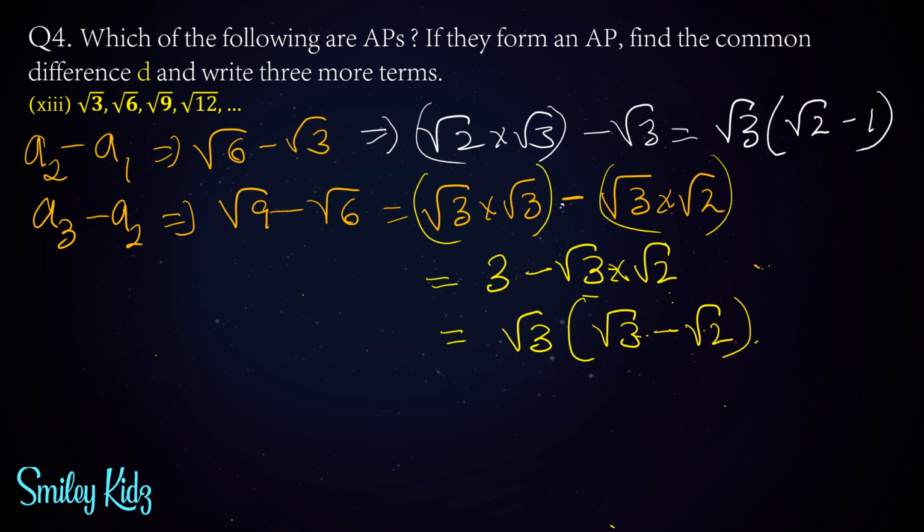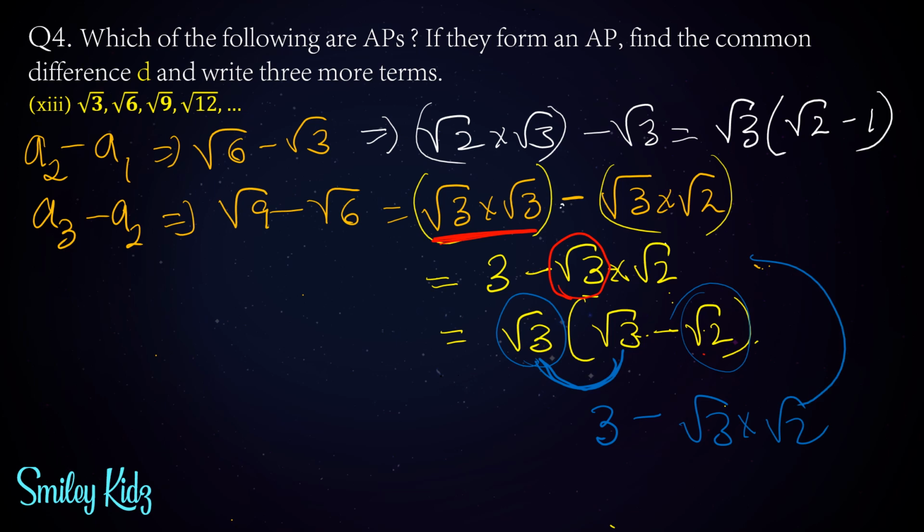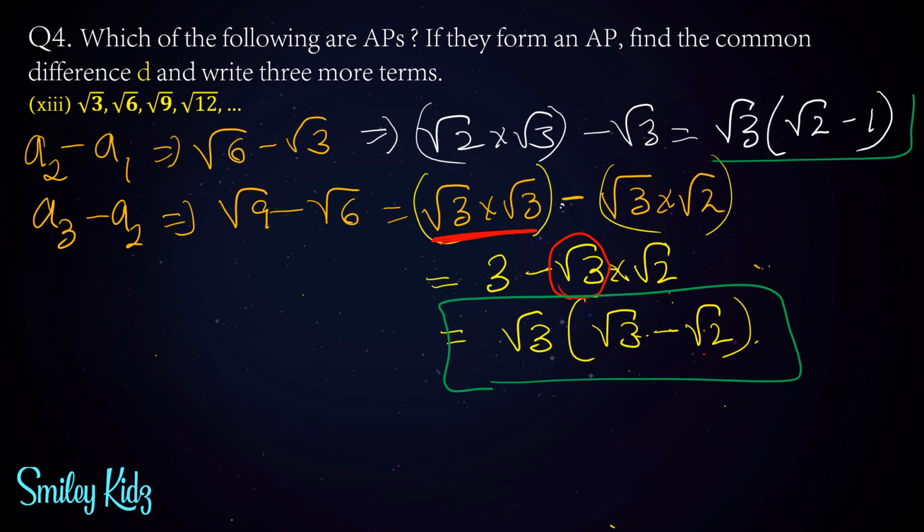Is that right? So I've just taken root 3 common, so that I'll be left with root 3 minus root 2 in the brackets. Because here, root 3 into root 3 is nothing but 3, right? And I have taken root 3 common, and root 3 into root 3 is 3, minus again root 3 into root 2, which is the same as your previous step. That is the reason I have taken root 3 common, so that I can have root 3 minus root 2 in the brackets. Now this is my common difference, and this is my common difference in the first case.